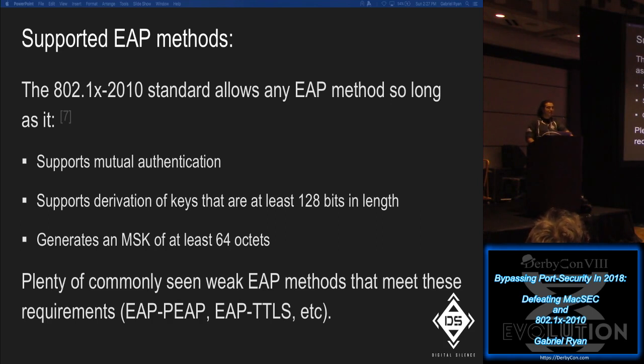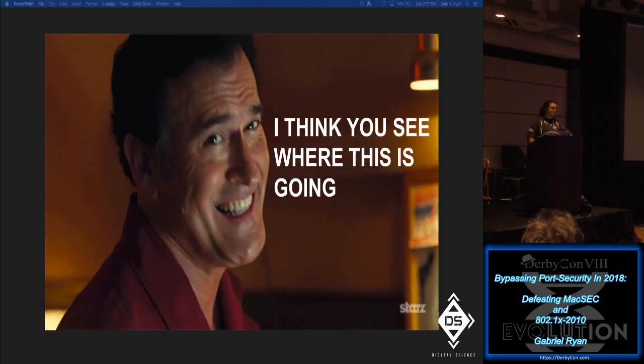The standard allows for any EAP method so long as it supports mutual authentication and supports derivation of keys that are at least 128 bits in length. And mutual authentication, by the way, does not necessarily mean mutual authentication using certificates. It can mean mutual authentication in the same way that MACsec does mutual authentication, which, look it up, it does at the very end. And you need to be able to generate an MSK of at least 64 octets. So there are plenty of commonly seen weak EAP methods that meet these requirements: EAP-PEAP, EAP-TTLS, etc. I think you see where this is going.